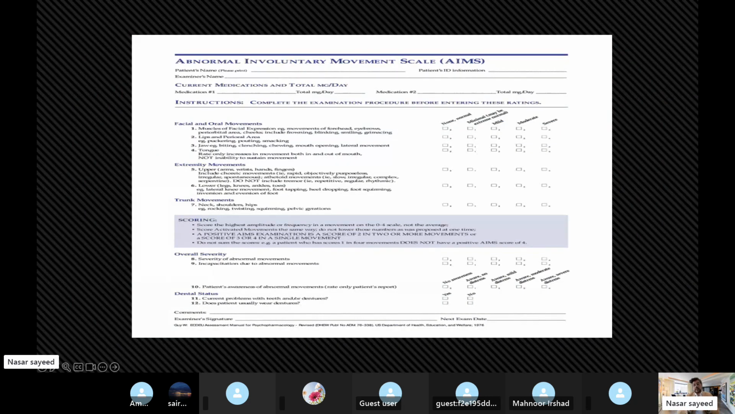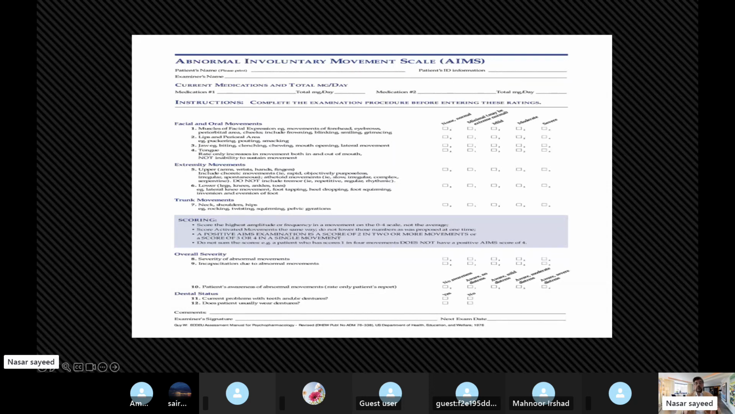Now, this is AIMS. I'm sure all of you have this scale, and this is very simple and it is a universally accepted scale, so it can be applied. Surprisingly, AIMS is available in Urdu as well. You can get it from various sources. If you are not able to reach it, let me know. I'll find it out for you and give it to you.